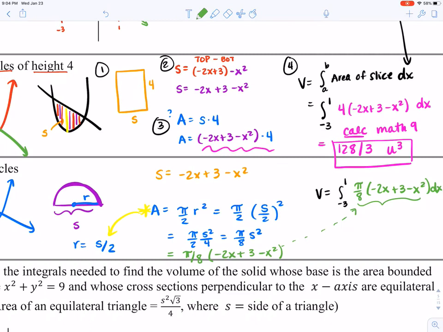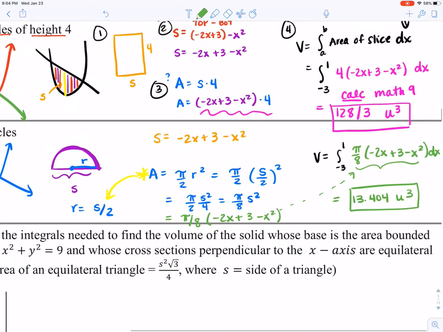And if I plug that into my calculator, I'll let you use Math 9 for this one. You should get about 13.404 units cubed. But do not trust my word on it. You need to actually go and check that, okay?